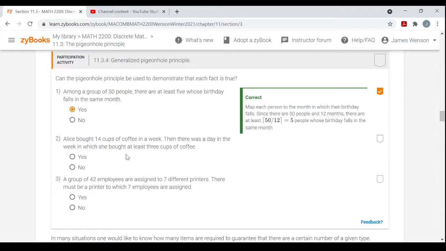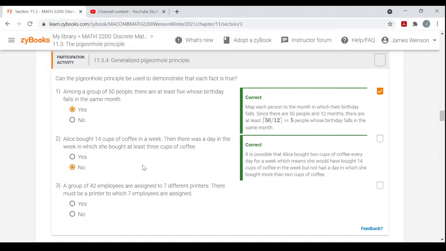So the only thing we can guarantee from this pigeonhole principle is that there's going to be a day where she had at least 2 cups of coffee. But you can't guarantee that she had at least 3 cups on one day, because she could just have 2 every day. So I can't apply that here. Can't say that.